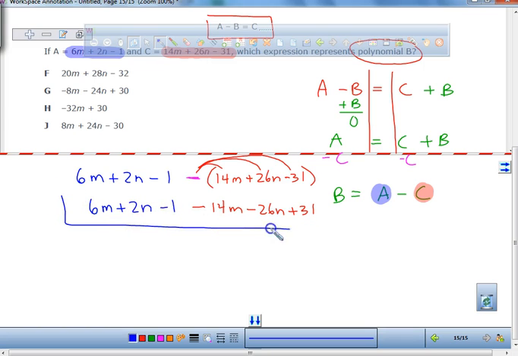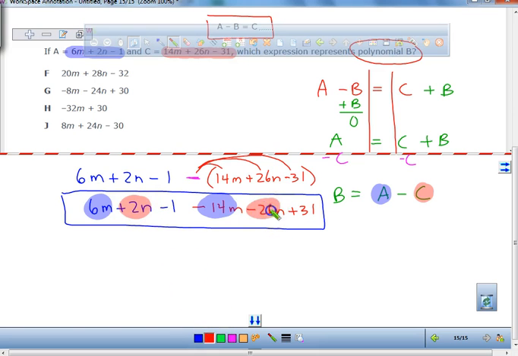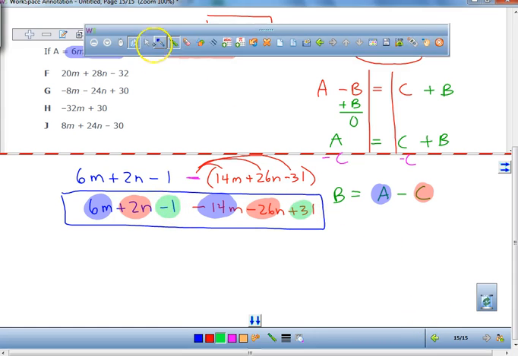Now, everybody, this right here, there's only one thing we have to do left. We're just going to take everything and combine the like terms. So I'm going to combine all the terms that are alike. The m's are added together. The n's are added together. And these constants at the end are also added together. You have to organize those, okay?